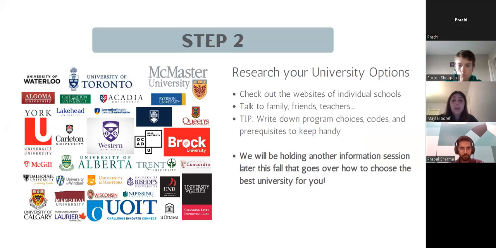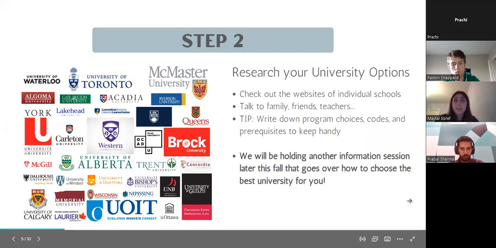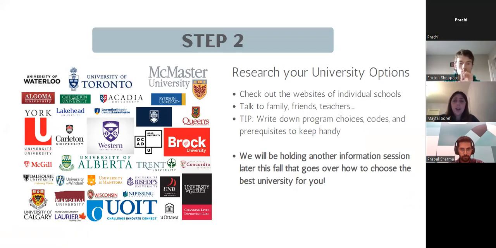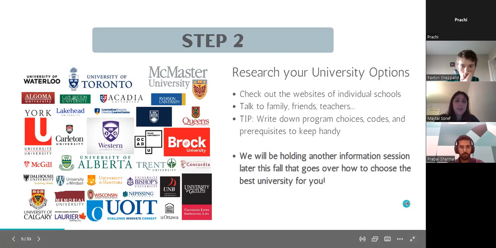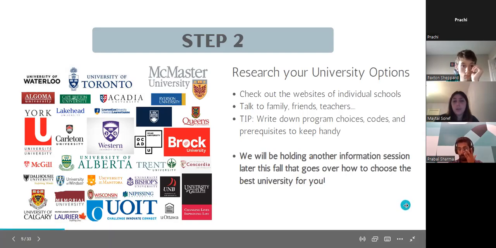The next thing that you're going to do, and you might want to spend the most time on, is to research your university options. So check different websites for different programs at different schools, talk with family, friends, teachers, guidance counselors, and try to think of which program you think would suit you best, what best aligns with your career goals and your learning interests. A tip is to write down your program choices, the codes, and the prerequisites you need in your final year of high school to apply to them.